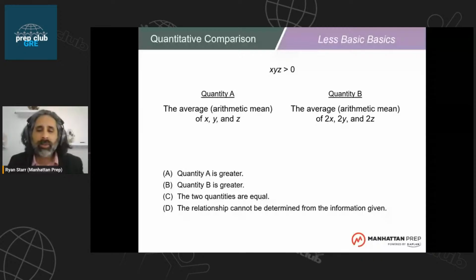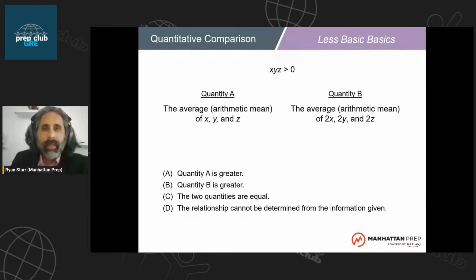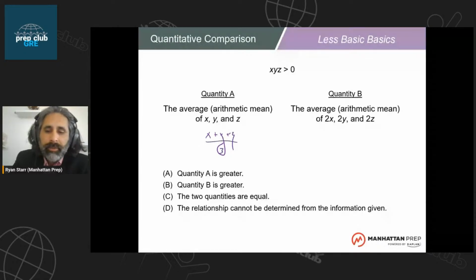Now, how do you play this whole thing? So, I talked about approaches before, a little bit. We're going to talk about approaches. This is where it really begins. Right. This is a fairly algebraic problem. And one thing you can certainly do, if you're so inclined, because the word average is mentioned, use the average formula, right? So on quantity A, x plus y plus z over 3 is what that average would be. On quantity B, 2x plus 2y plus 2z, all over 3 again.